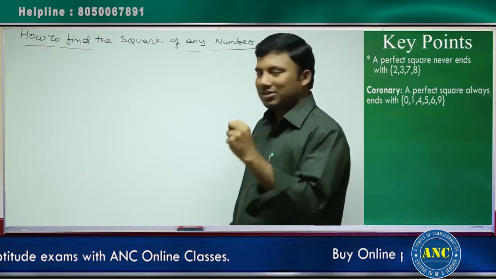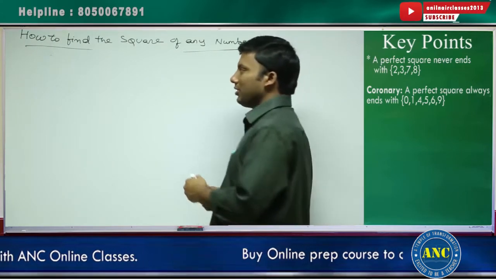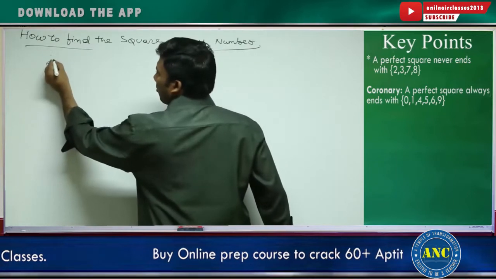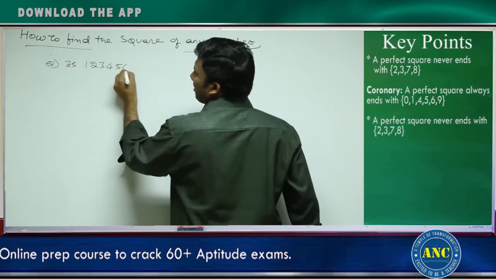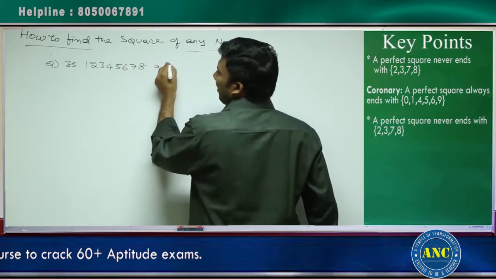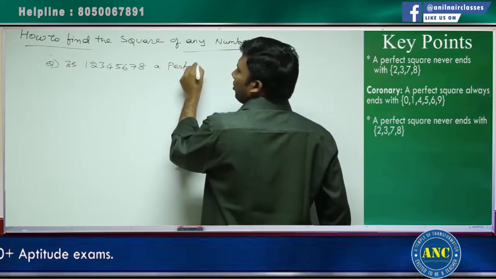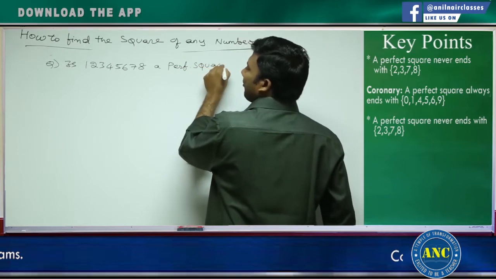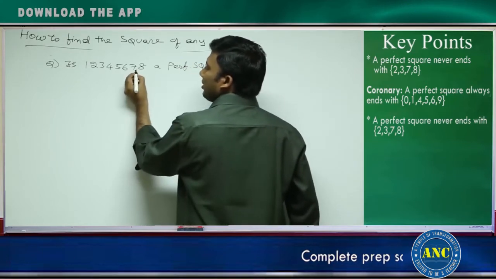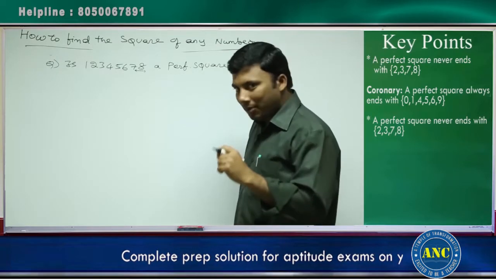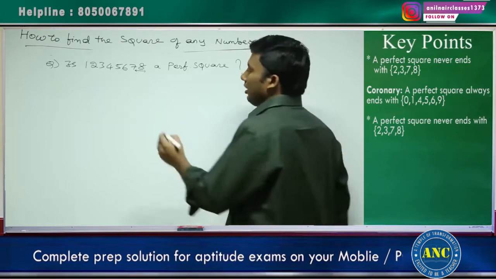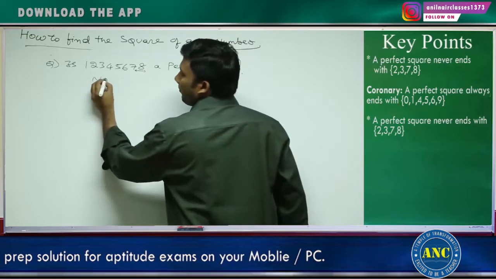Let us take some examples to understand this concept. One simple example, first question: is 12345678 a perfect square? This number is ending with which number? 8. If the natural number is ending with 8, can it be a perfect square? No. So therefore, the answer is no.